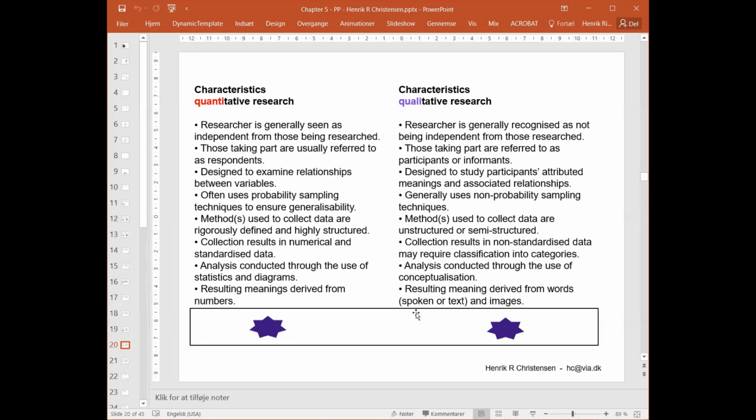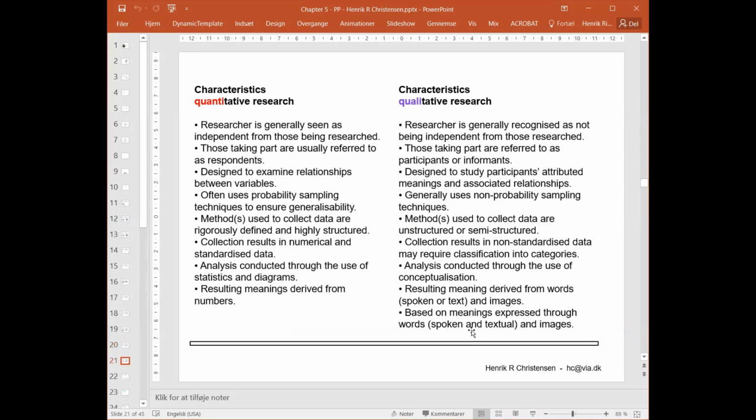So that means that over here, our resulting meaning comes from numbers, and over here in qualitative research, the resulting meaning comes from words and images. But we still have meaning. We still have a result. We still have a conclusion in both cases. And therefore, qualitative research is based on meanings expressed through words, spoken, textual, could be videos, etc. So this is what characterizes qualitative research and quantitative research.